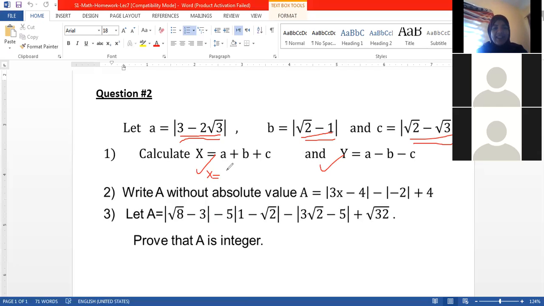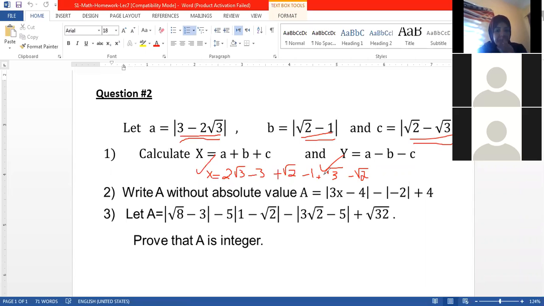It's okay, Sami. 2 radical 3 minus 3, then minus 1 radical 2 plus radical 2 plus radical 2 minus 1, right? Because radical 2 minus 1 is a positive number, so we just take it as it is. Minus 3, plus minus radical 3 plus radical 3 minus radical 2, plus radical 3 minus radical 2.